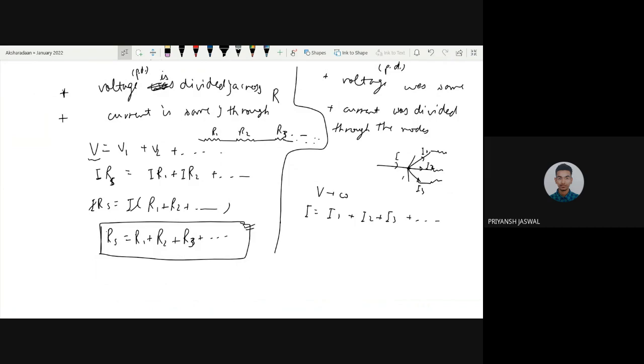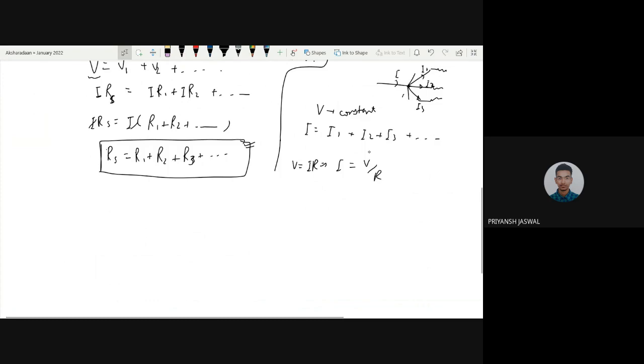voltage was constant. We can again apply Ohm's law here, that is V equals to IR. This gives that I equals to V by R. So each current which was flowing through the Ri resistor, potential difference across the resistor was V for each of them. Ii, that is ith current through ith element or the ith resistive component, is given by V by Ri.